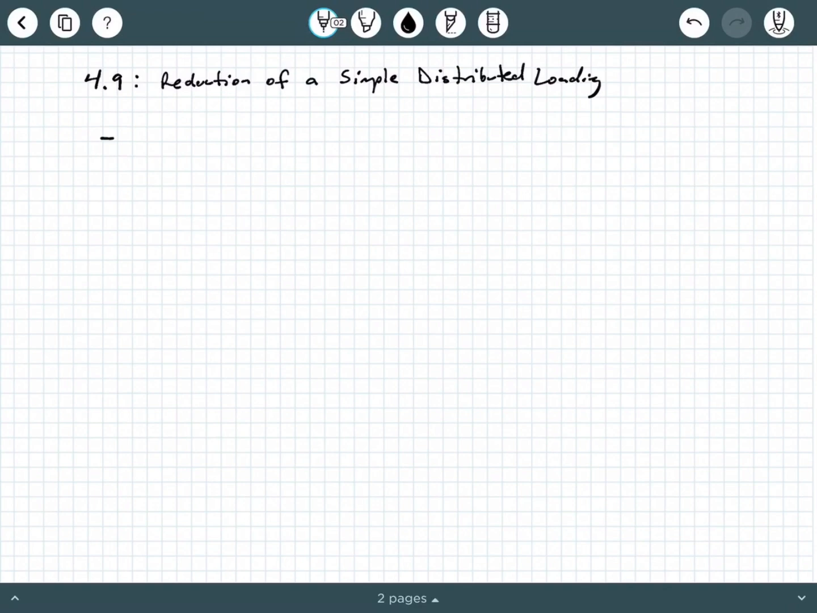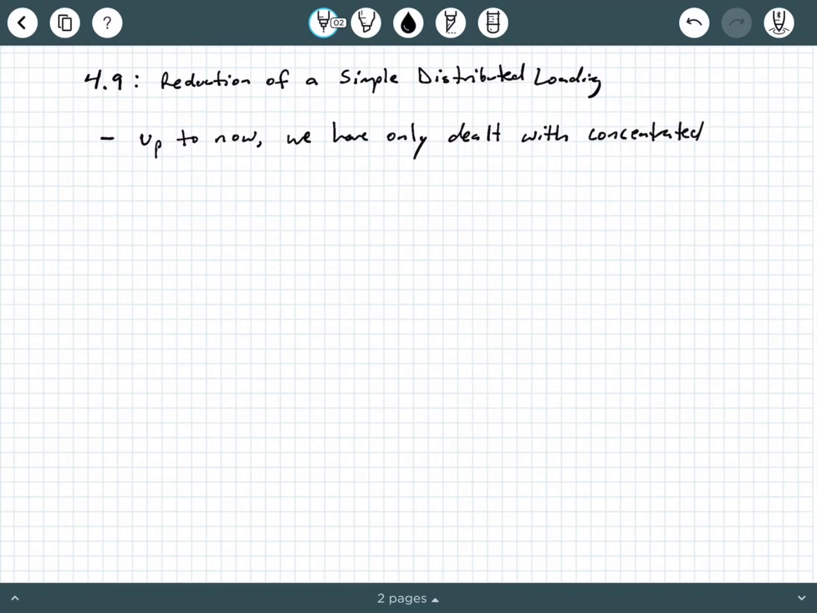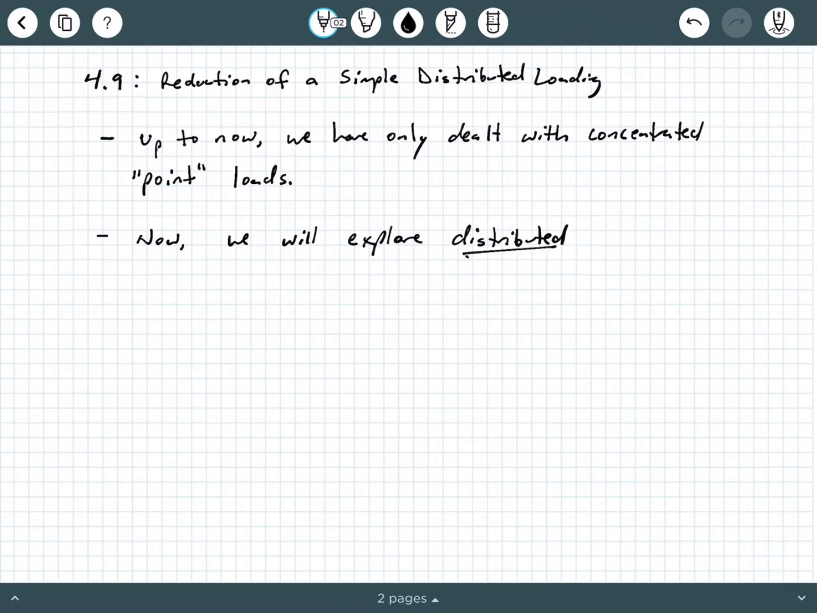So we're going to make a note here. We're going to say, up to now, we have only dealt with concentrated, quote, point loads. Now we will explore distributed loads. Okay, so what do we mean by distributed loads?